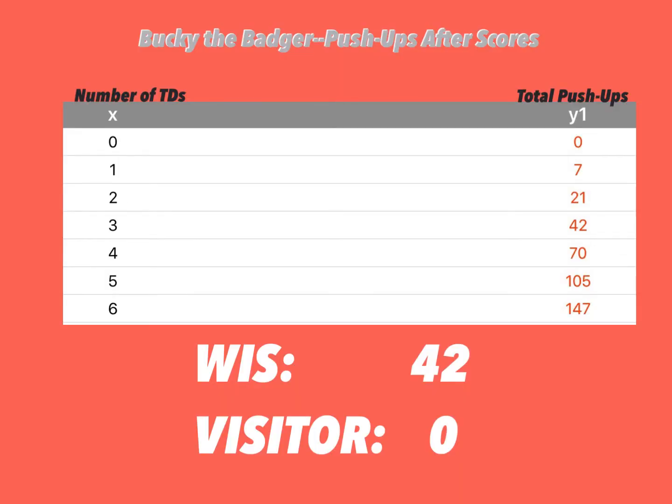Did you know that Bucky the Badger does a push-up for every point on the scoreboard after Wisconsin scores? So if they scored 6 touchdowns with extra points, the score would be 42-0. But along the way, you'd see Bucky do all these amounts of push-ups. But what I really want to know is, what would this look like as an equation?